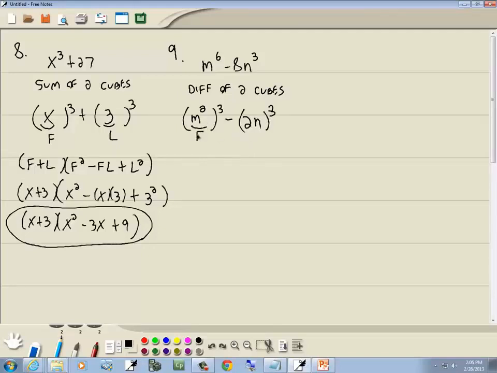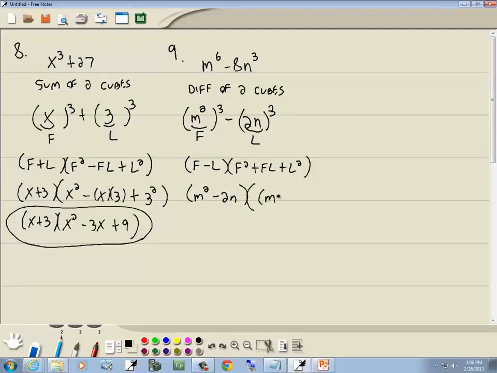And this is the formula again. I'll label that as F for what's my first set of parentheses. I'll label that as L for what's my last set of parentheses. So our formula is F minus L, F squared plus FL plus L squared. And now everywhere we have an F, we'll plug in m squared, and everywhere we have an L, we'll plug in 2n. So we have m squared minus 2n.